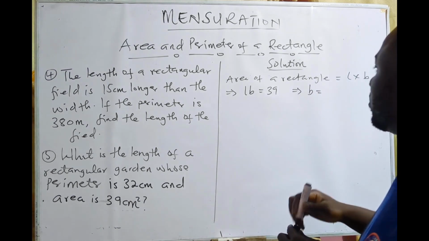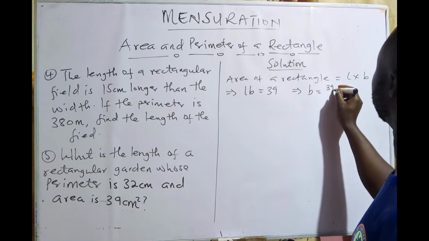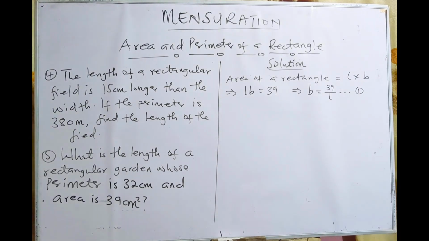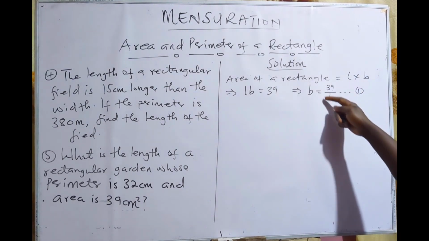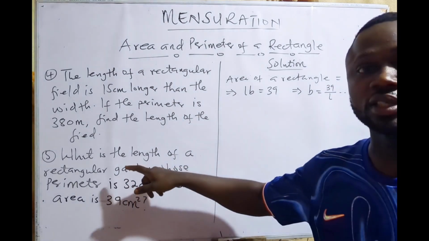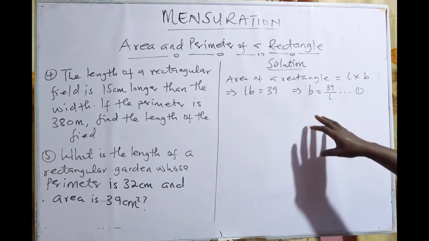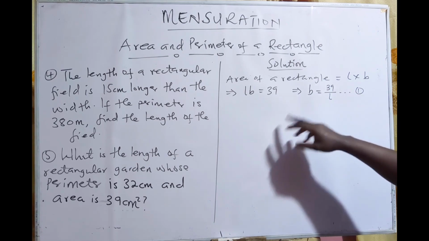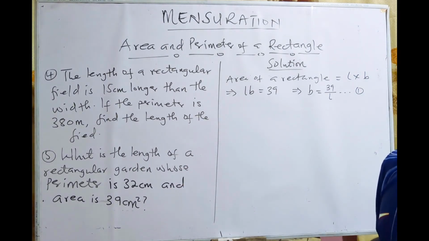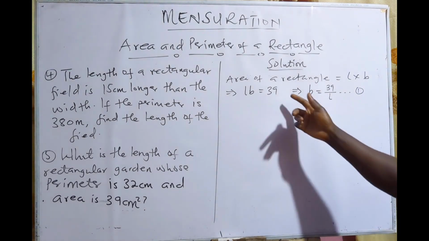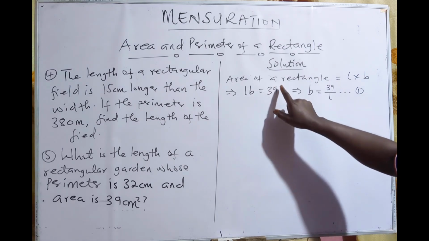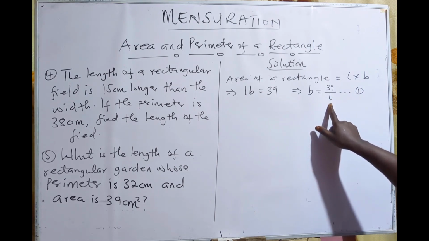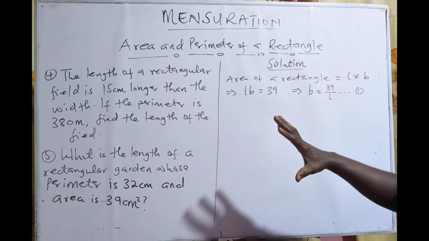So if I'm making breadth the subject, then it will be 39 divided by the length, and let me call this equation 1, so that when I'm solving the question, I'll get an equation involving the length, and I can find the length of the garden. So it is better to make breadth the subject, so that you can solve involving the length and get your answer easily. Alright, so area is length times breadth equal to 39. So breadth will be equal to 39 divided by the length. Alright, so that is equation 1. Let us put that one down.